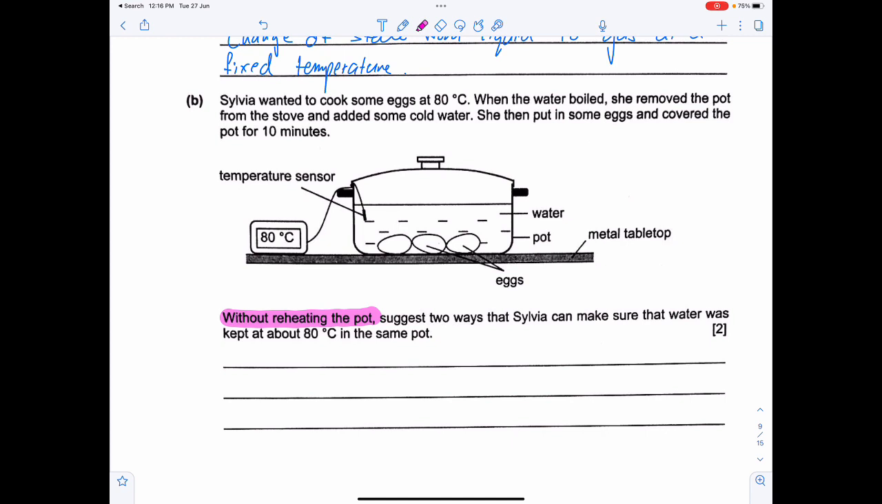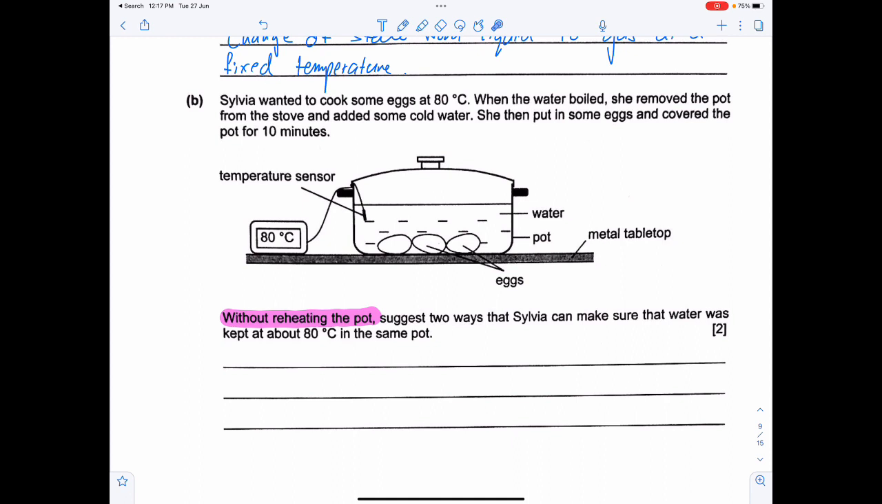Right? So this is the condition given by the question. But some of you actually said heat the table. But when you heat the table, aren't you also heating the pot in a way? And then some of you said put a heating element inside the water. Really? You did not read this part? You can't do that because you are reheating the pot.